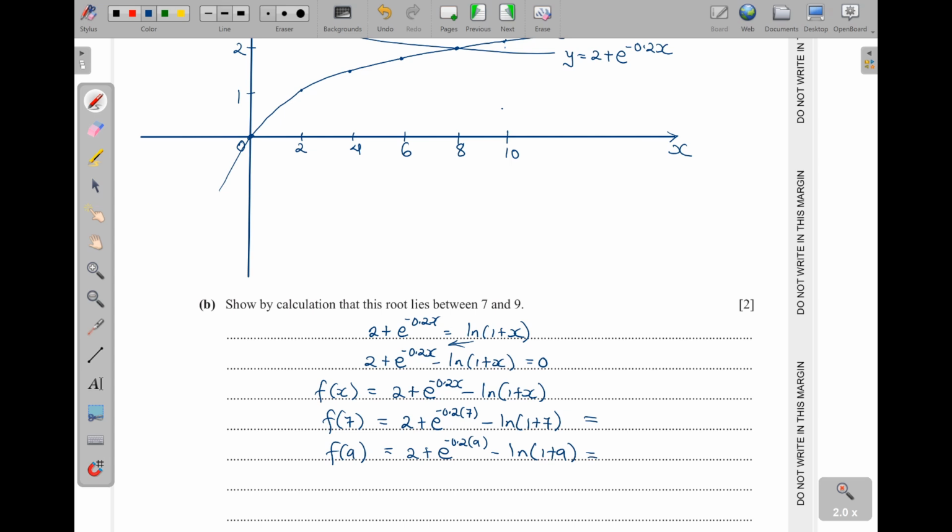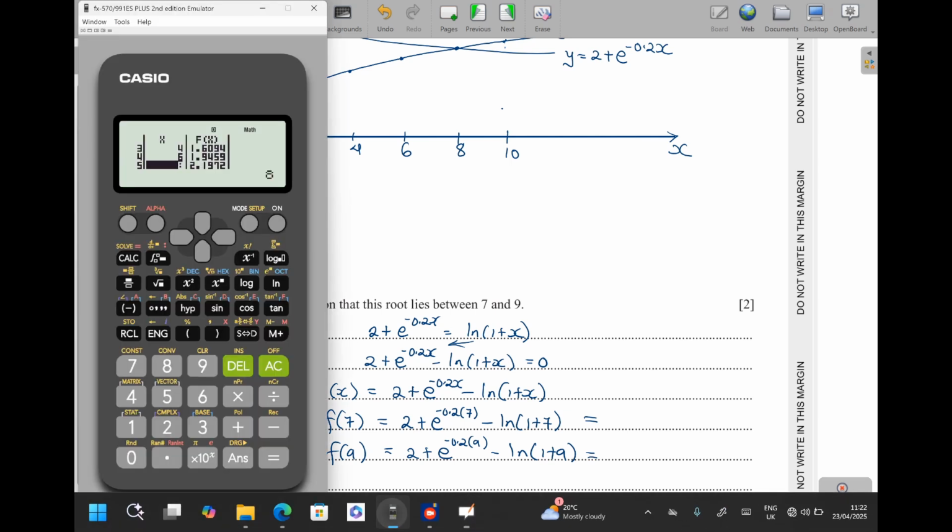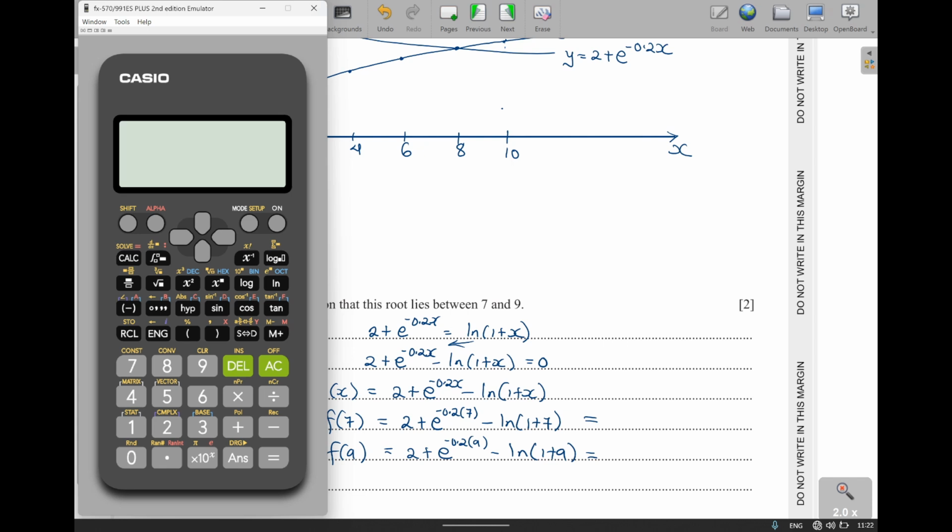So what do we get? Now we can get our calculator here and then we put in everything. So I'm going to put this whole thing: 2, then plus e.